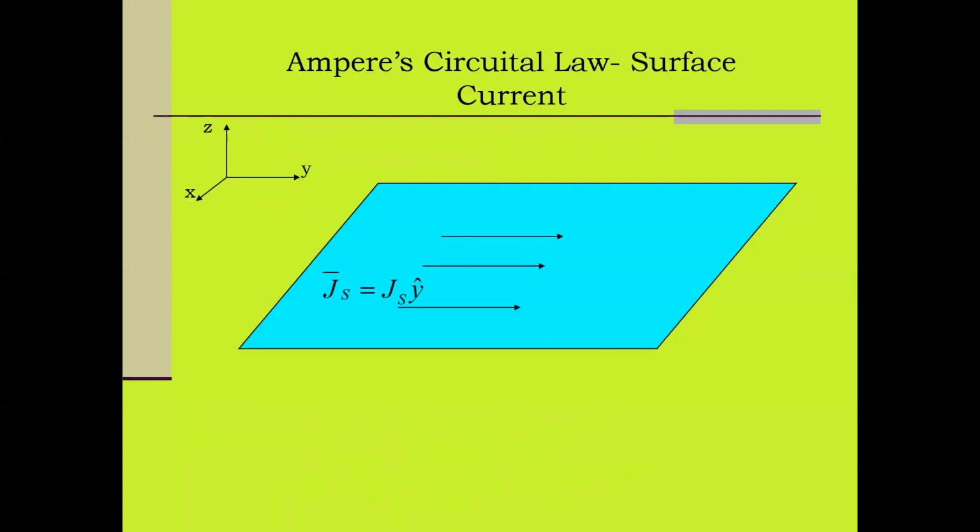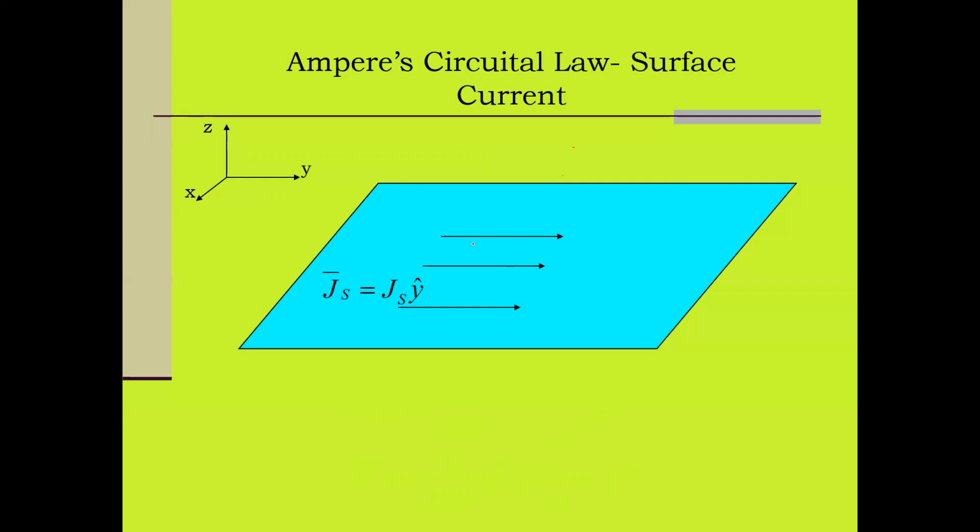Okay, so next we're going to have a look at this application of ACL for the calculation of H field due to a surface current. In this particular example, we assume that this blue colored area consists of your surface current, and we assume that the area is very large, approaching infinite size.